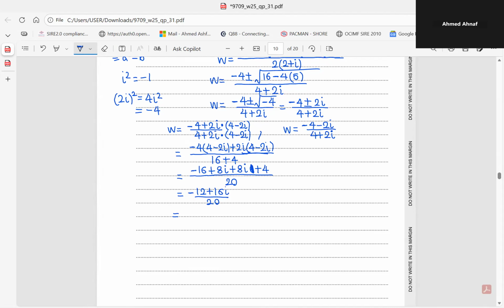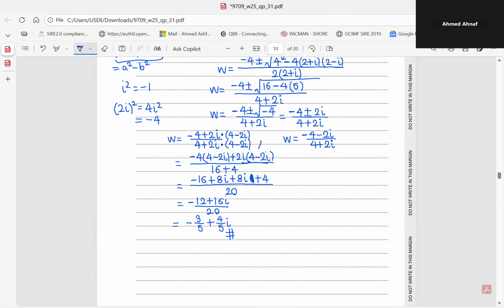So just split up the fraction. Minus 12 divided by 20, you get minus 3 over 5. And 16i divided by 20, you get plus 4 over 5 i. So yeah, this is one of the answers. As for the other one, if you realize the numerator, you can factor out the negative 1. So you get negative (4 plus 2i) over 4 plus 2i, and then you can just cancel out. Your final answer would just be negative 1.